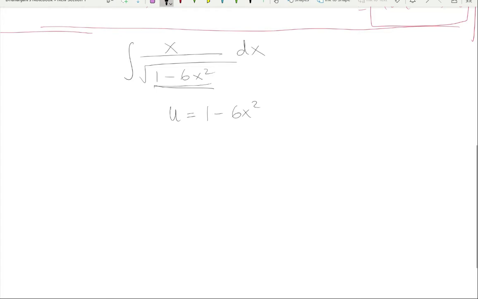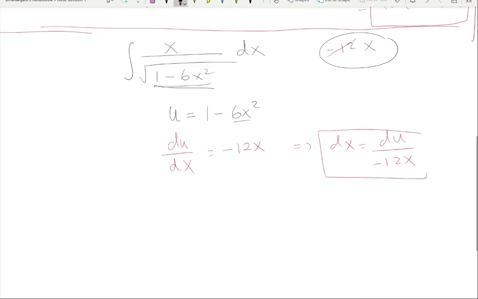But well, before that we need the confirmation. So what is the derivative of u? Well, derivative of 1 is 0. Derivative of this part is negative 12x. Do we have negative 12x somewhere else in the integral? Absolutely yes. Forget about negative 12. We at least have x. So yes, we can use integration by substitution. So du over dx is actual derivative is negative 12x. This means dx is du over negative 12x. So be careful with this conversion.